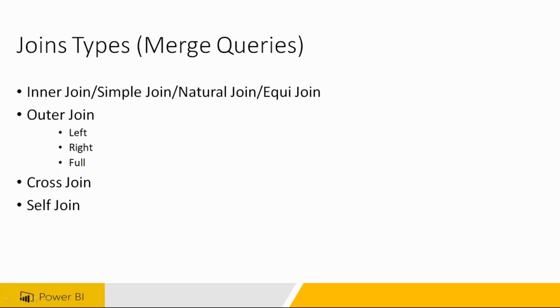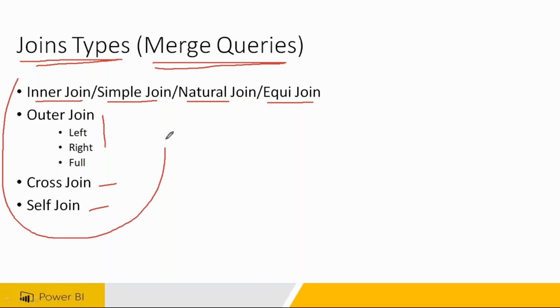Clear? So what SQL calls joining, Power BI calls merging queries. Merging queries are nothing but joins only. We have inner join, also called a simple join, natural join or equi join, and we have outer join, and we have a cross join, and we have a self join. So these are the joins SQL has.